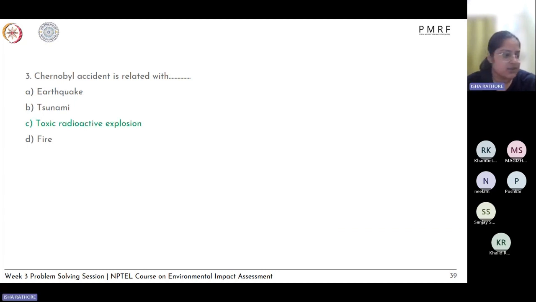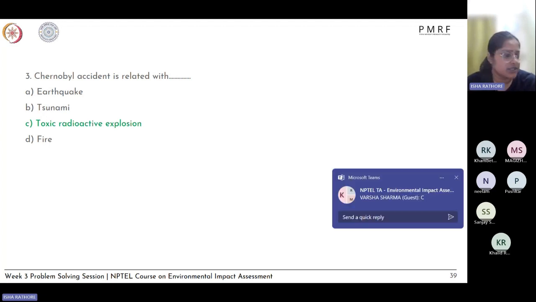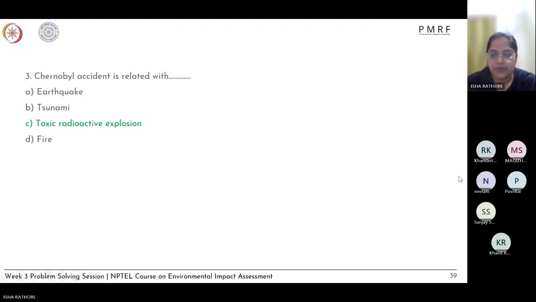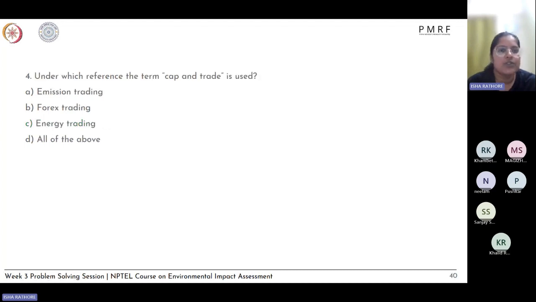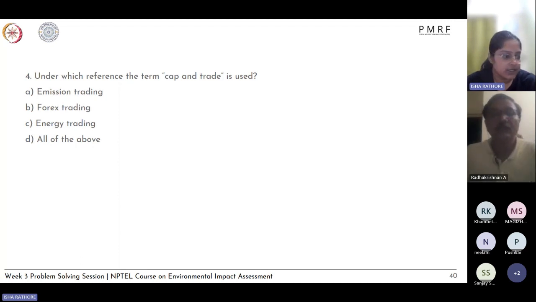Okay, so Chernobyl is associated with the nuclear disaster. So this is associated with toxic radioactive explosion. Okay, so C is the correct answer. Okay, moving on to the next question. Under which reference is the term cap and trade used? Is it A, emission trading, B, forex trading, C, energy trading, or D, all of the above?